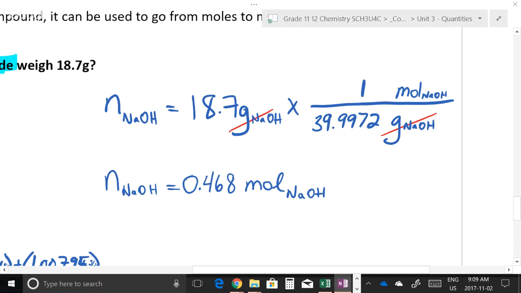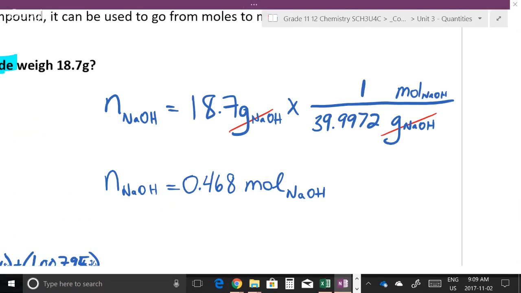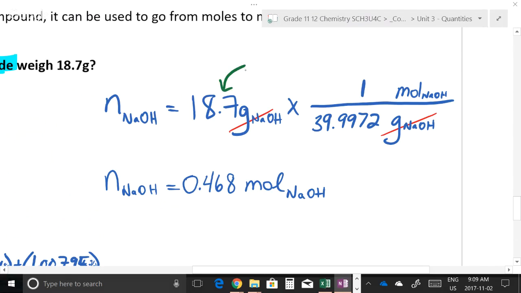Even number. Good. Keep in mind, this is 3. Now we're multiplying. So what am I worried about now? Decimal places or significant digits? Significant digits. Very good. So this is 3 sig figs. This is 1, 2, 3, 4, 5, 6 sig figs.